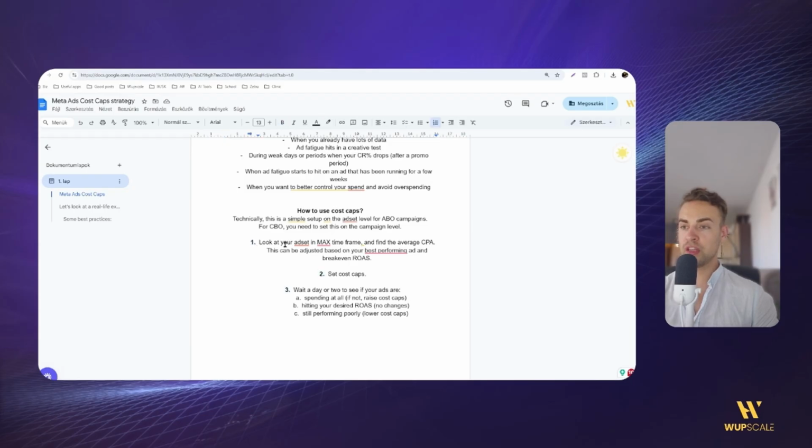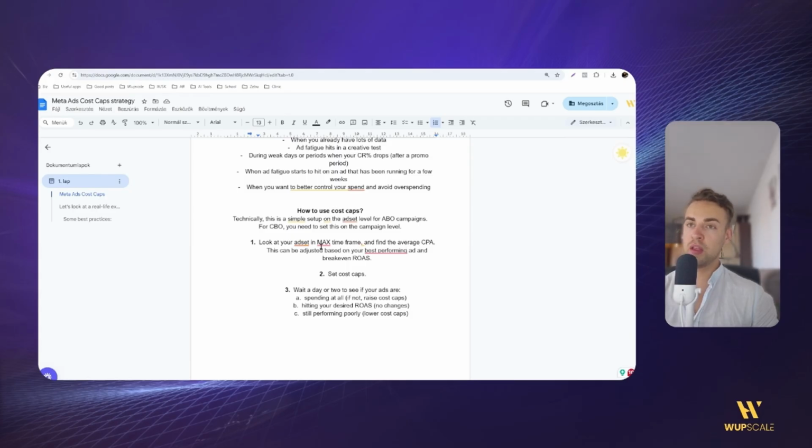But the first step is looking at your ad set in max time frame, and then you need to find the average CPA. So let's say your ad has been running for 2 weeks. Your average CPA is around 40 to $50. Then you need to find the average. Let's say that's 45.